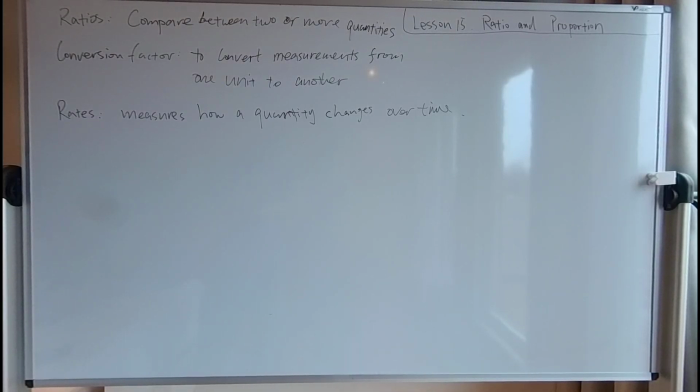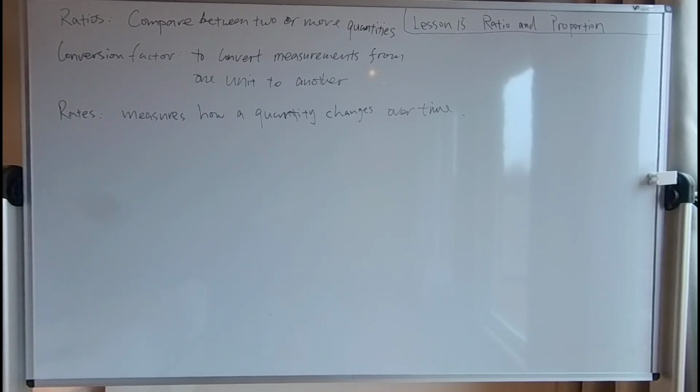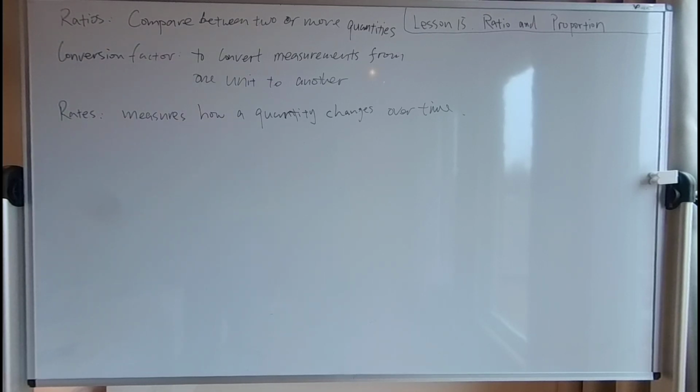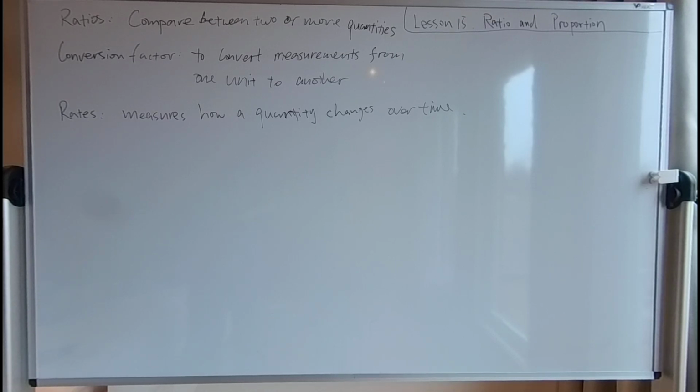Lesson about ratio and proportion. At the beginning of this class, we have 3 new concepts to share. First of all, ratio. Ratio is a comparison between 2 or more quantities. Sometimes you can ask, what is the ratio between the boys and girls in this class, or what is the ratio between any 2 quantities.